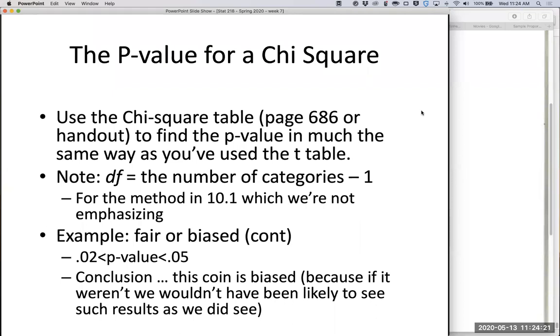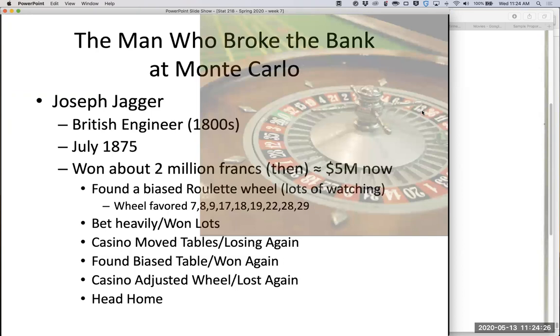So this goodness of fit test, if you will, in chapter 9, section 2, could be used for other situations as well. I'm going to tell you a brief story about a guy named Joseph Jagger, the man who broke the bank at Monte Carlo. The Rolling Stones wrote a song about him in the 1970s. And turns out that he, in the late 1800s, in July, went to Monte Carlo with a few bucks. Well, okay, he had British pounds, but he converted it to Monte Carlo francs at the time.